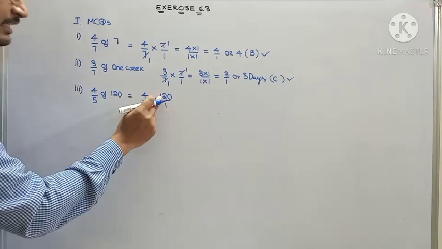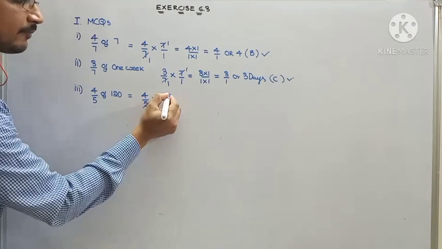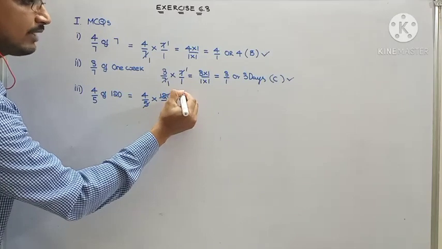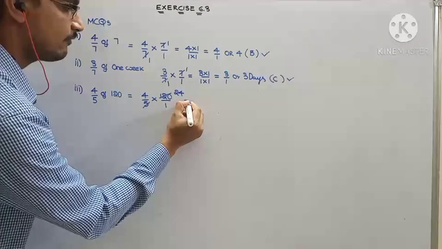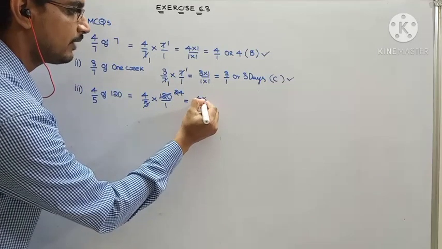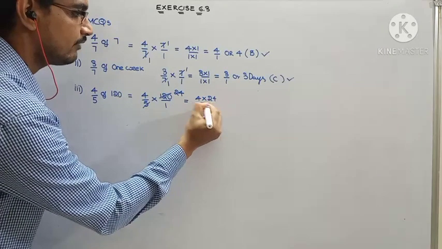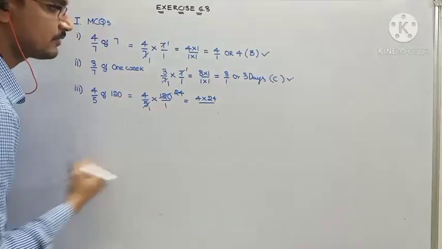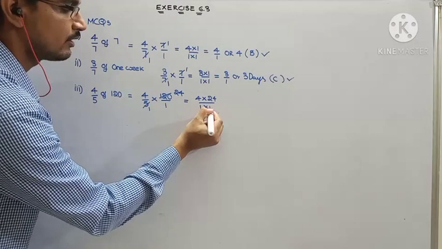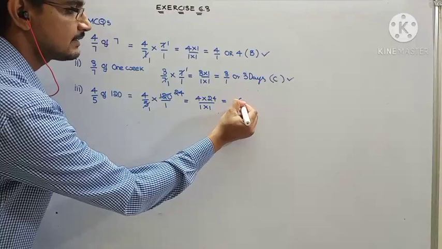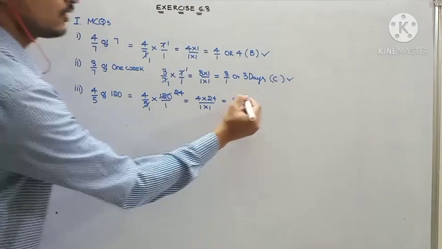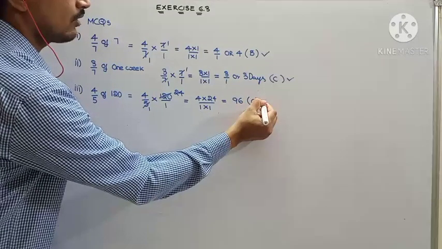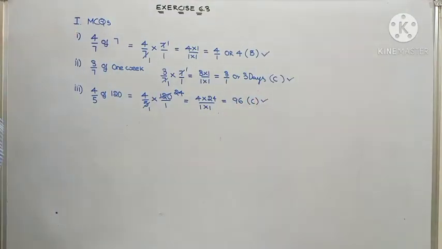Here we can cancel 120 in the 5 table: 5 twos are 10, 24 times. So the leftover value is 4 multiplied by 24 divided by 5 times 1, 1 into 1. So 4 fours are 16, 4 twos are 8, 8 plus 1, 9. 96. So option C. Please mark these answers in your textbook, children.